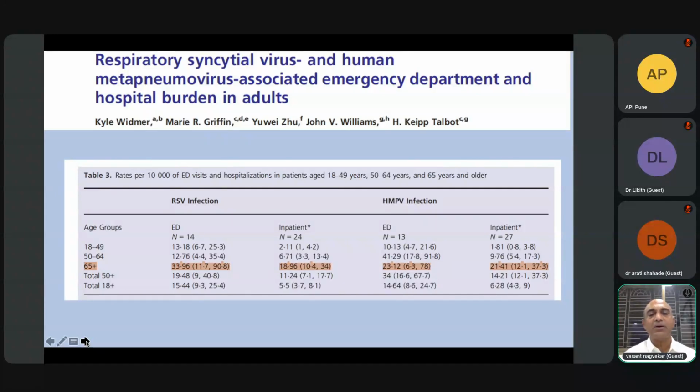But the emergency department, that is the number of cases for RSV on an OPD basis, was much higher, 34% compared to 23%. But that is not very important for us. What is important is how many RSV patients require admission. That was around 19%, for people 65 years and above. And the same for HMPV also, it was 21% of those above 65 years who required admission.